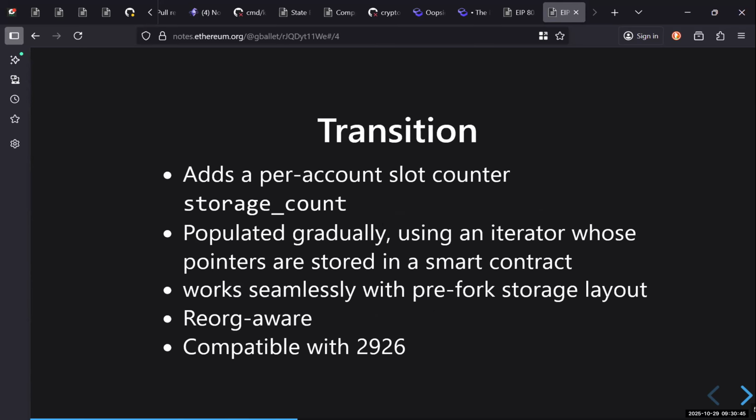So like I said, there's a transition aspect to it, and we just have to add a slot counter per account. There's no other choice than going over every single contract in the state and updating them. But for that, unlike the vertical transition, we would be using a smart contract, so it offers a lot of features, namely the reorg awareness that you could be using, sorry, to handle reorg. So in that contract we would store the pointers of the iterator. And just one last thing, it's compatible with the same sweep that has to happen in 29, 26, so we could do both in one go.